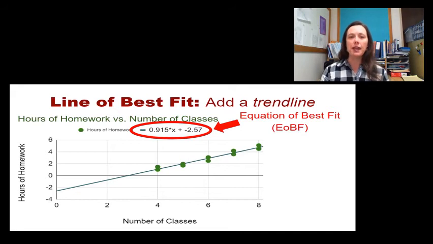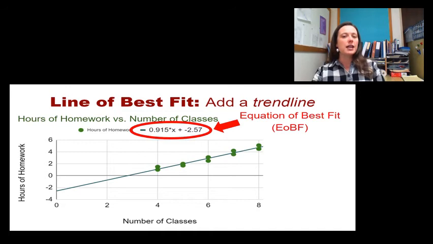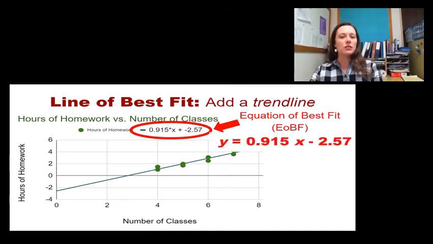And if you're not sure how to make that appear on your graph as you're graphing things, look back at the graphing data video, where I go through how to get that to come up when you're working with a Google Sheet. But this equation of best fit, or EOBF as I sometimes abbreviate it, leaves out the y equals, but it means that the line of best fit on this graph is y equals 0.915x minus 2.57. Okay, now let's look at this data.